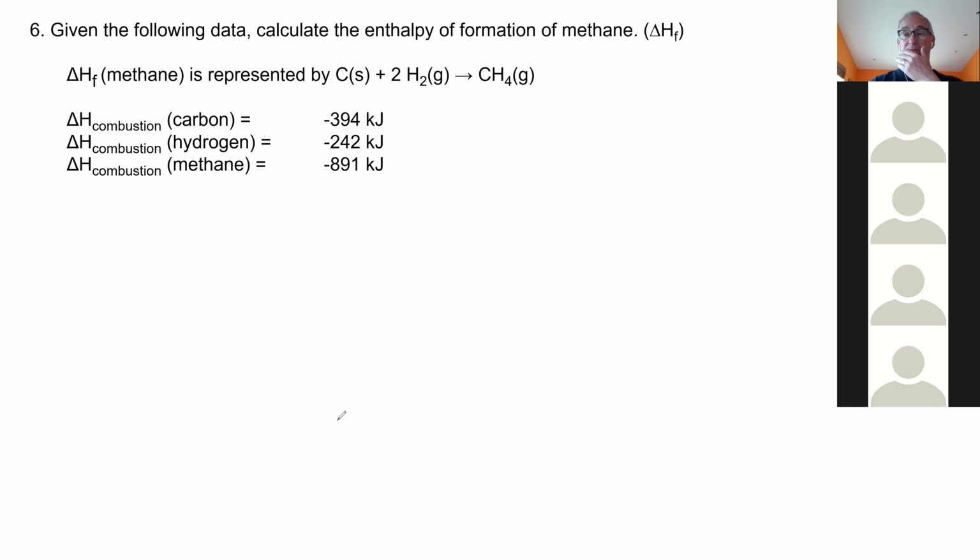This is the same sort of question, but in this one you actually have to figure out what delta H combustion means. What do you think that means? It's C plus O2, and then it makes CO2. Right, exactly. Combustion just means you're burning it in the presence of oxygen. So this reaction would be C plus O2 makes CO2.